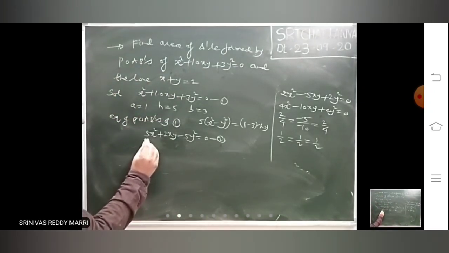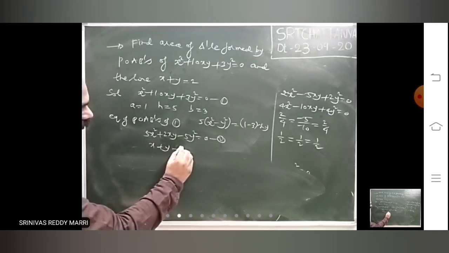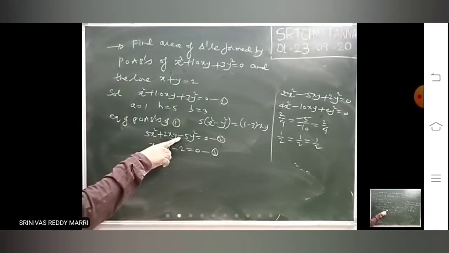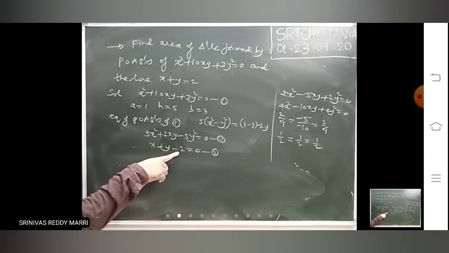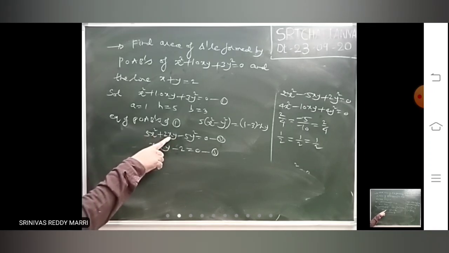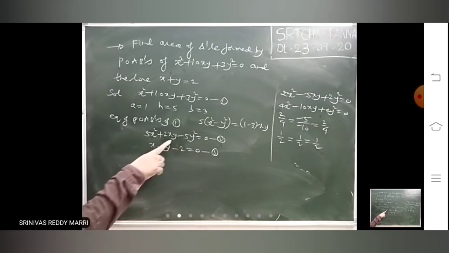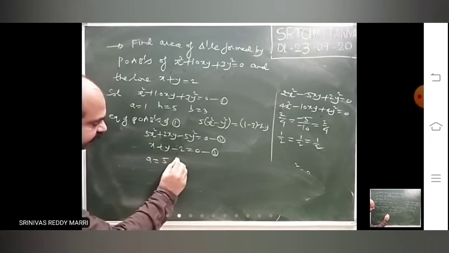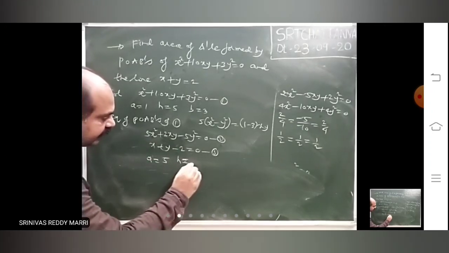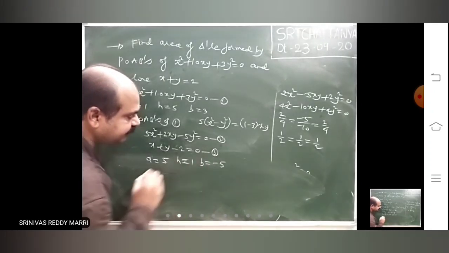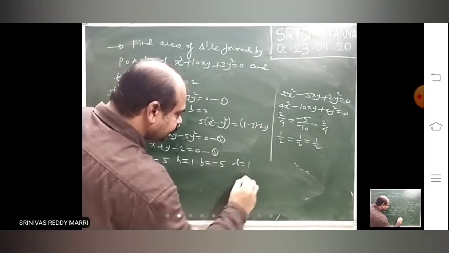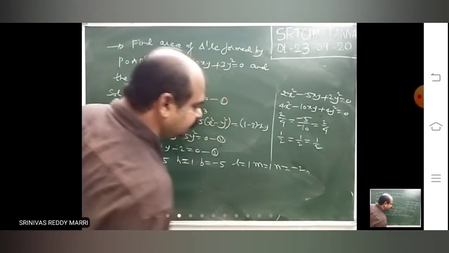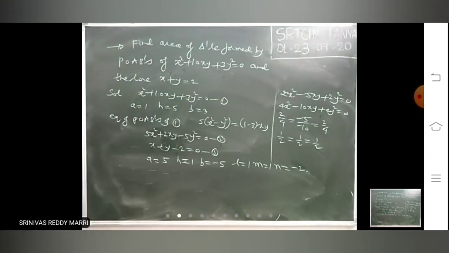Now he is asking the area of the triangle formed by the two lines represented by this and this line. What is the formula? Ax square plus 2hxy plus by square equal to 0 and lx plus my plus n equal to 0. Now for this pair take A equal to 5, 2H equal to 2, H is 1, B is minus 5. For this line L equal to 1, M equal to 1, N equal to minus 2.